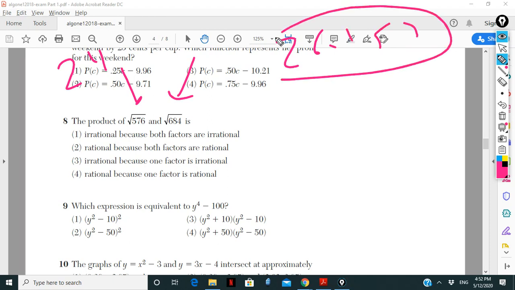Now the square root of 684 is 26.153. So that's irrational. The product of rational times irrational is going to be irrational. So it's irrational. I crossed out the rational. It's irrational because one factor is irrational, because the square root of 576 is 24.